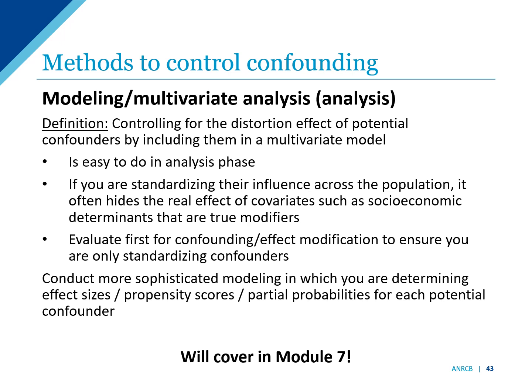You can conduct more sophisticated modeling as well that allows for determination of partial probabilities or propensity scores or cofactors in your analysis of the relationship of interest. And we'll cover more of this in Module 7.